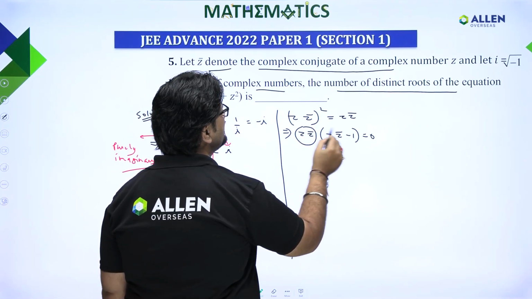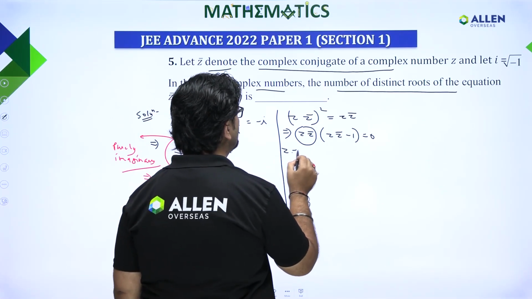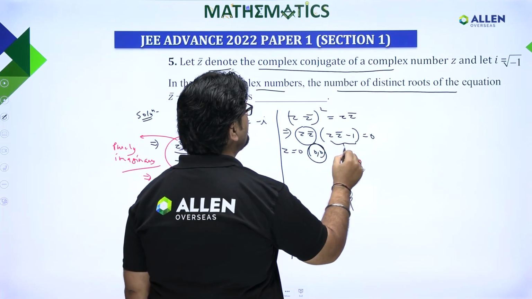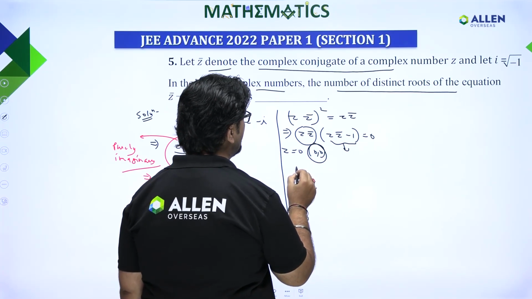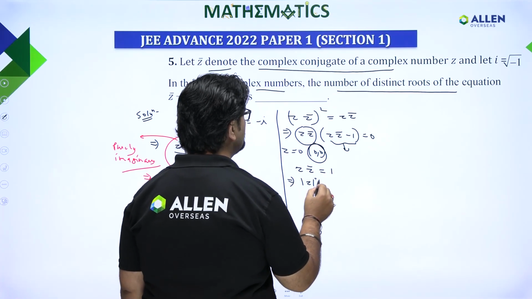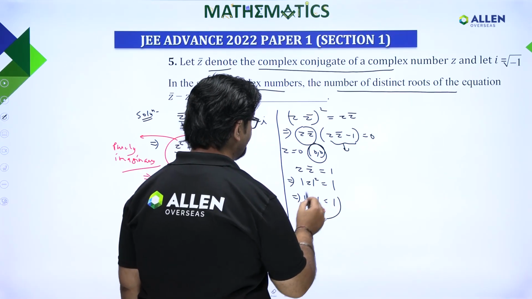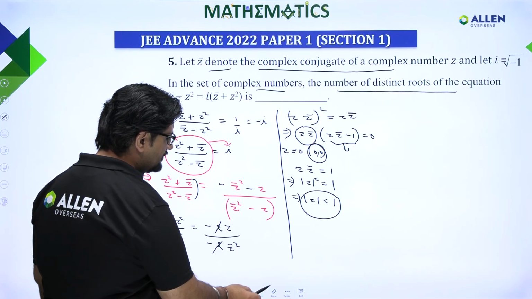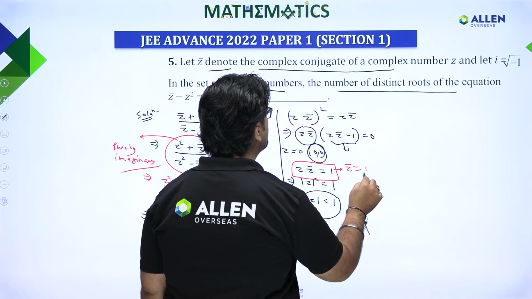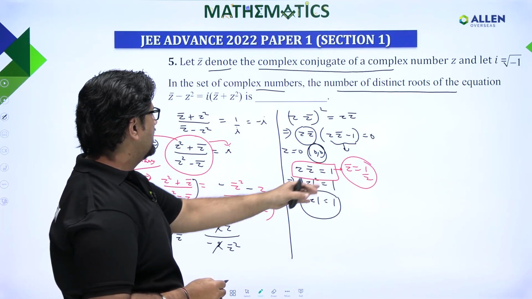So either this thing is 0 or z bar is 1. From here I will say that if z is 0, then (0, 0) will be one solution. Now from this quantity, I am getting that z bar should be equal to 1, meaning mod z square equals 1. So the mod that I am getting is 1, and also z bar should be 1. So z bar is coming to be 1 by z, and I will use this value of z bar in this equation.